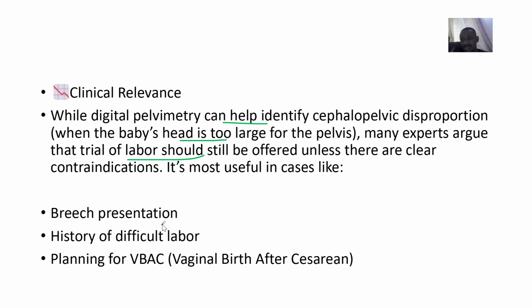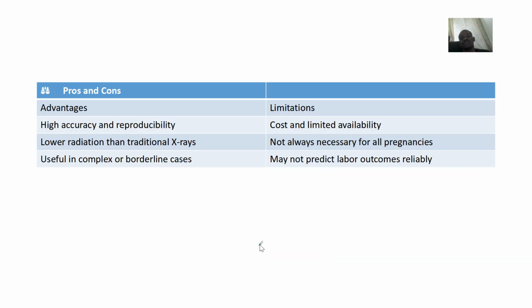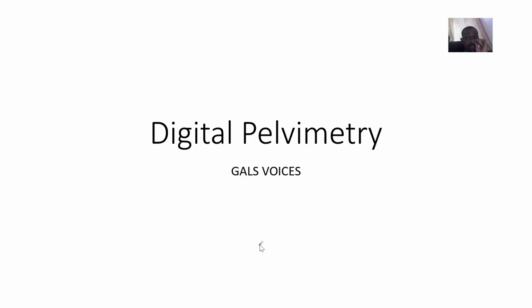But for the contraindications that will make digital pelvimetry important, and for you to know that a woman shouldn't give birth through the vagina, is if the baby has a breech presentation. Breech presentation is when a baby is supposed to present with the head, but is presenting with maybe the legs, the anus, maybe the side of the body, or maybe they have a history of difficulties. All right. Also planning for vaginal birth after cesarean. Okay. So this is it for digital pelvimetry.